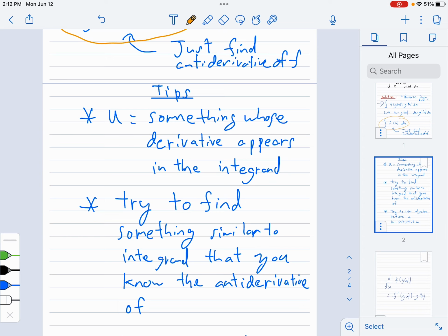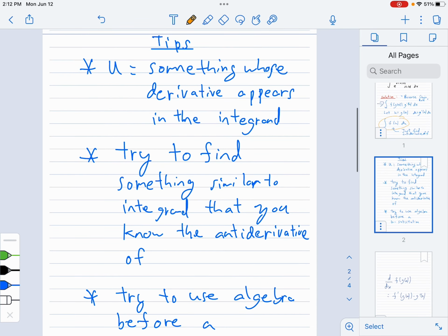For example, if I had x to the third plus 7 to the 8th power, then I would have x squared. Notice how the derivative of x cubed plus 7 would be 3x squared. So that's what this kind of looks like. What I'm getting at is I'd pick u to be the x cubed plus 7. That's what I mean by that.